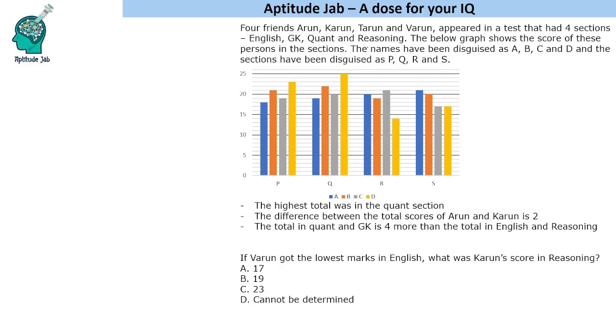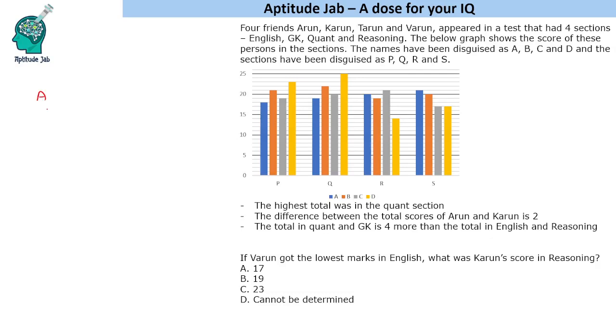Now A, B, C, and D are among these people, and the sections have been disguised as P, Q, R, and S. So P, Q, R, S are the sections. So we do not know which person is which and which section is which. However, we are given certain conditions. So let us formulate a table using this graph.